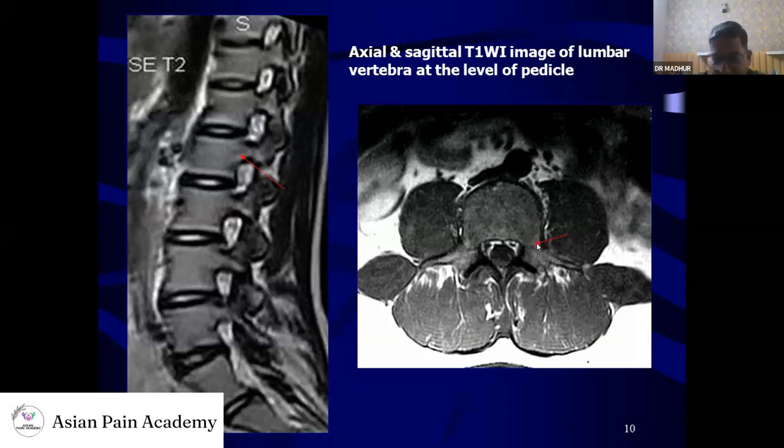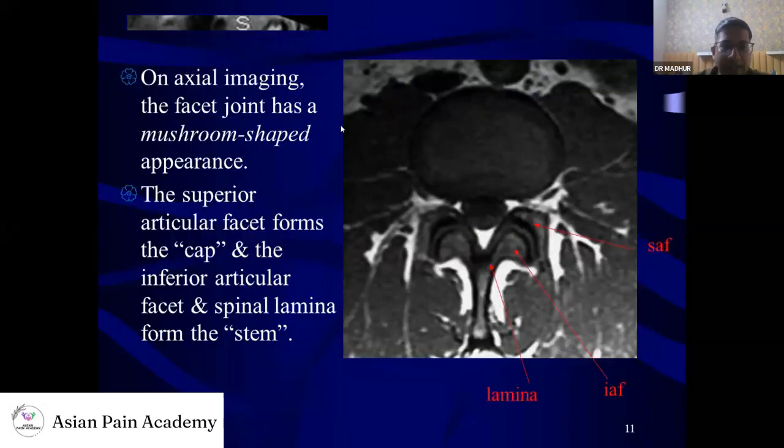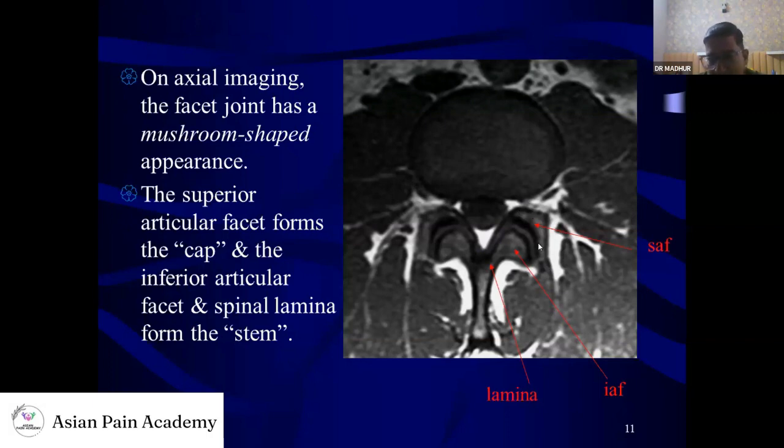On axial images, we can see this is the pedicle, vertebral body, aorta, IVC, and the bilateral paraspinal muscles. On axial images, the facet joint has a mushroom-shaped appearance. You can see very well how beautifully we can see the facet joint in the axial images. This is superior articular facet. This is inferior articular facet. This is the joint space, and this is lamina of the vertebral body. So it is giving a mushroom-shaped appearance of the facet joint.